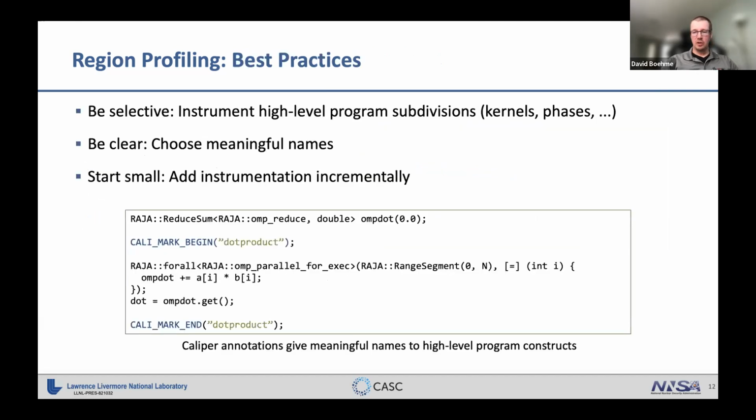Okay, so how do you go about instrumenting a code, and why is manual instrumentation actually pretty useful? Here's a couple of guidelines that you can use. First of all, be selective. We typically instrument only high-level program subdivisions, so things like kernels and phases in the programs. These annotations are not meant to pinpoint performance bottlenecks down to the source line level, but instead they should give you a broad overview of performance in your code, or let you focus on a specific region.